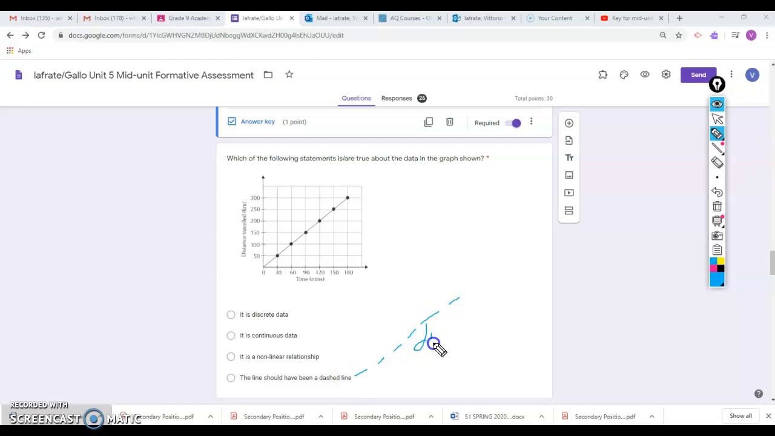A dashed line will represent discrete data, where you can't really have, let's say, in-betweens. It's kind of like either or. It's like apple juice, grape juice, orange juice. You don't have a transition from apple juice to orange juice.